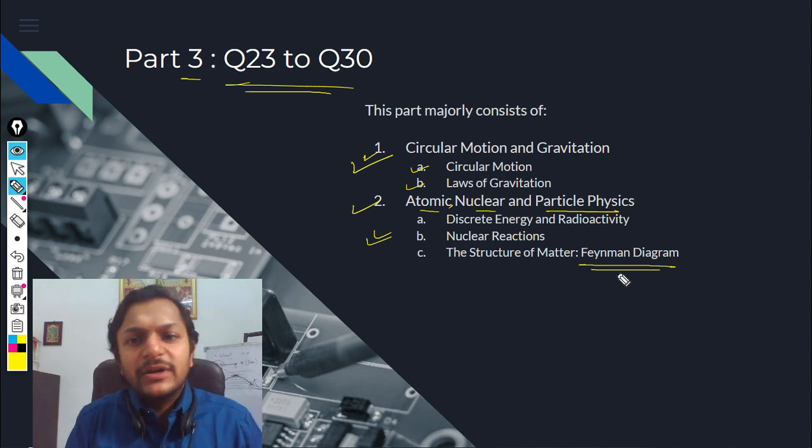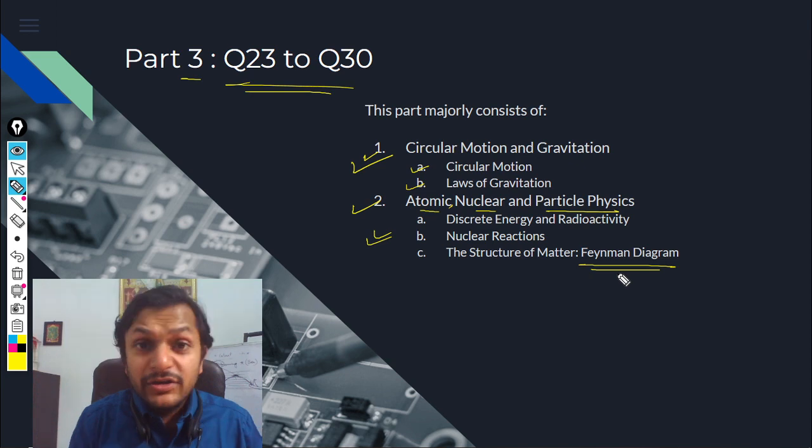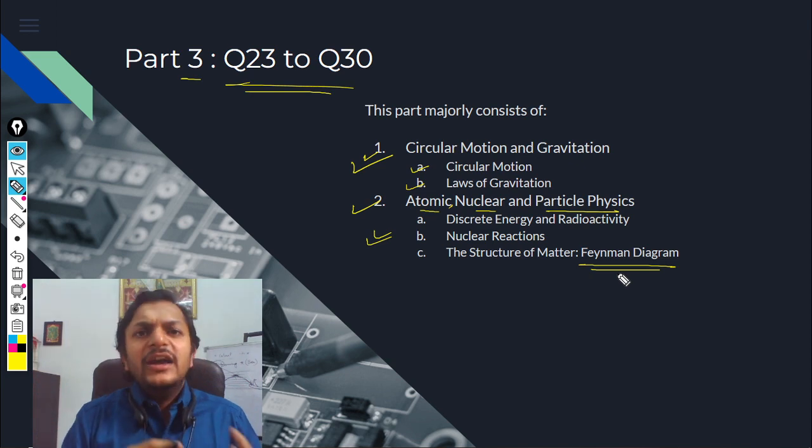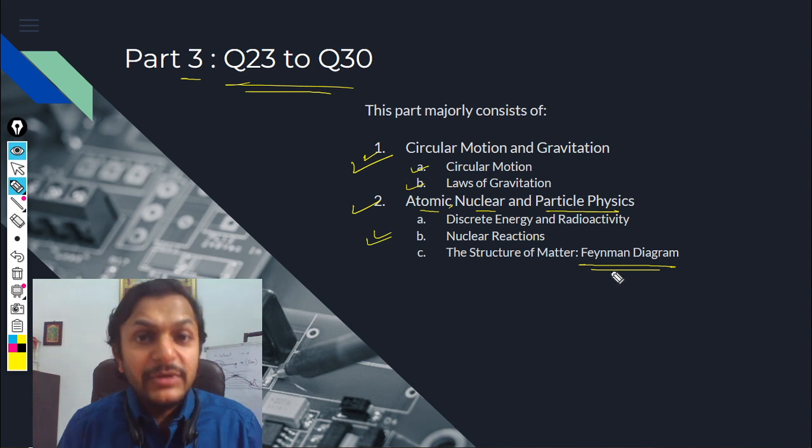But apart from that, you talk about Bohr's hydrogen spectrum, you talk about the structure of the atom, you talk about nuclear radiations, radioactivity. Everything is a little easier, but this Feynman diagram is quite confusing. So this is part number 3, that is from question number 23 to 30. I will rank it second in the list of easiest parts.